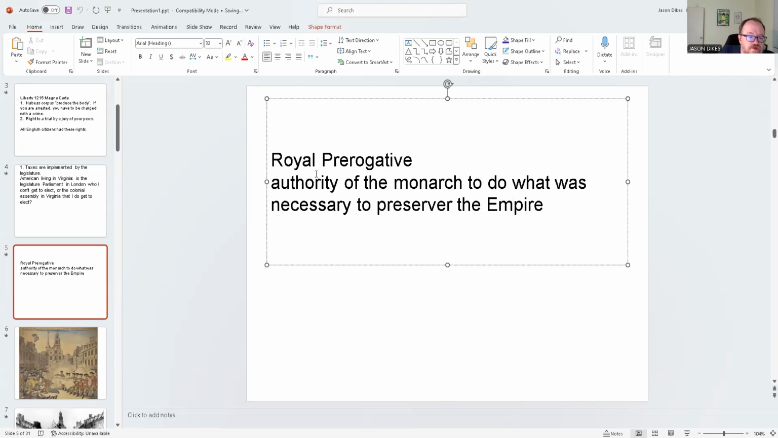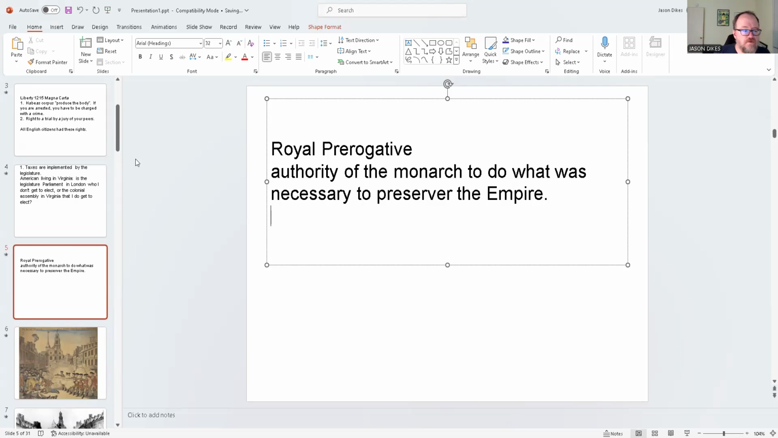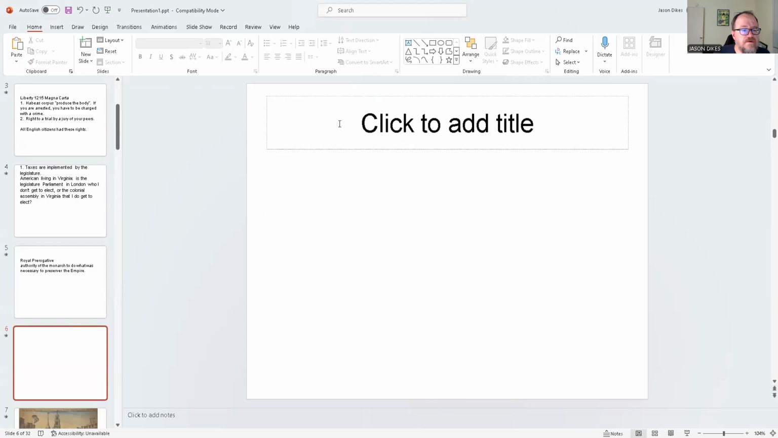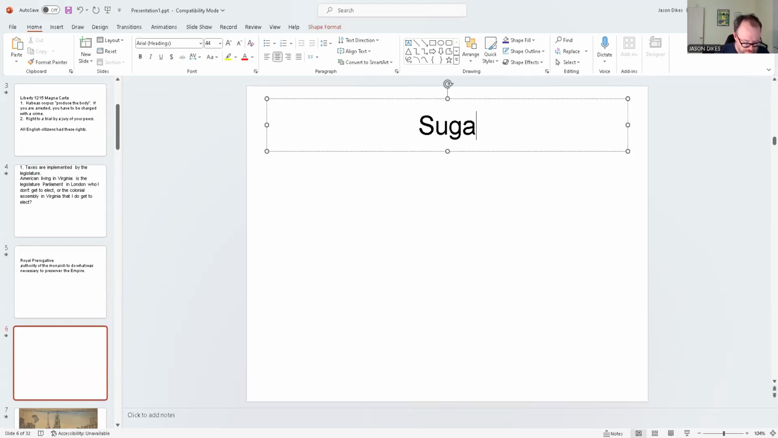Let me take you into one of the tax issues and show you how these different things are going to start to pull against each other throughout the 1760s and 1770s. All right, so let's start with the Sugar Act. Now, the Sugar Act, 1764, is actually a tax on rum. It's not actually a tax on sugar.